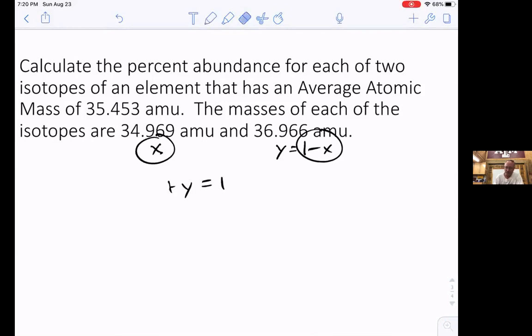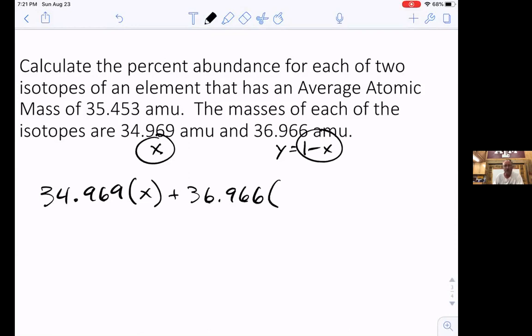So let's go do that real quickly. So what I have is 34.969 times my percent of that isotope, which is X. And then added to that, I'll use my other isotope, 36.966, times its percentage, which is 100 minus whatever X is, or 1 minus X. And then our overall average atomic mass is 35.453 AMUs. We'll leave the units off for the calculation.